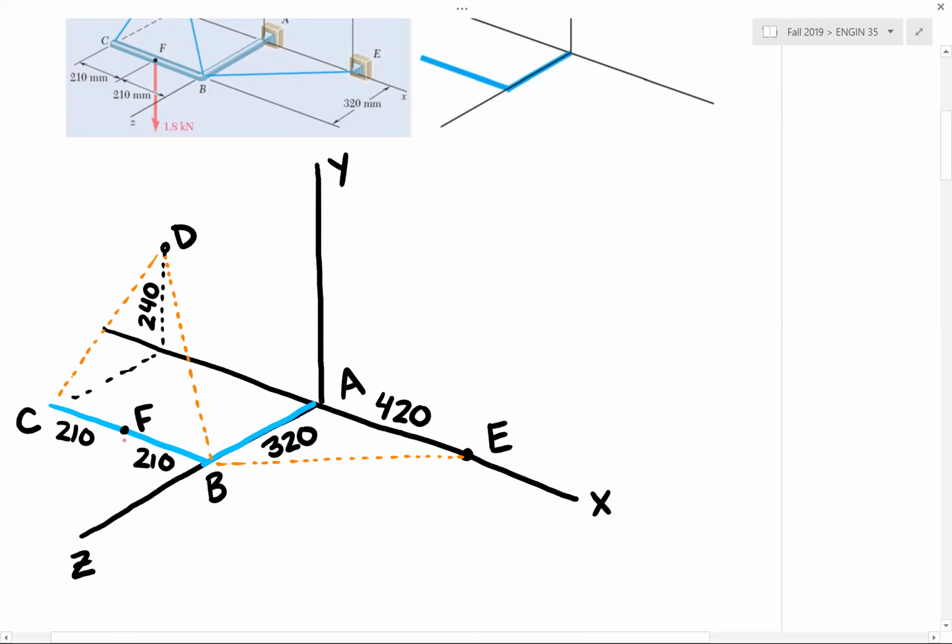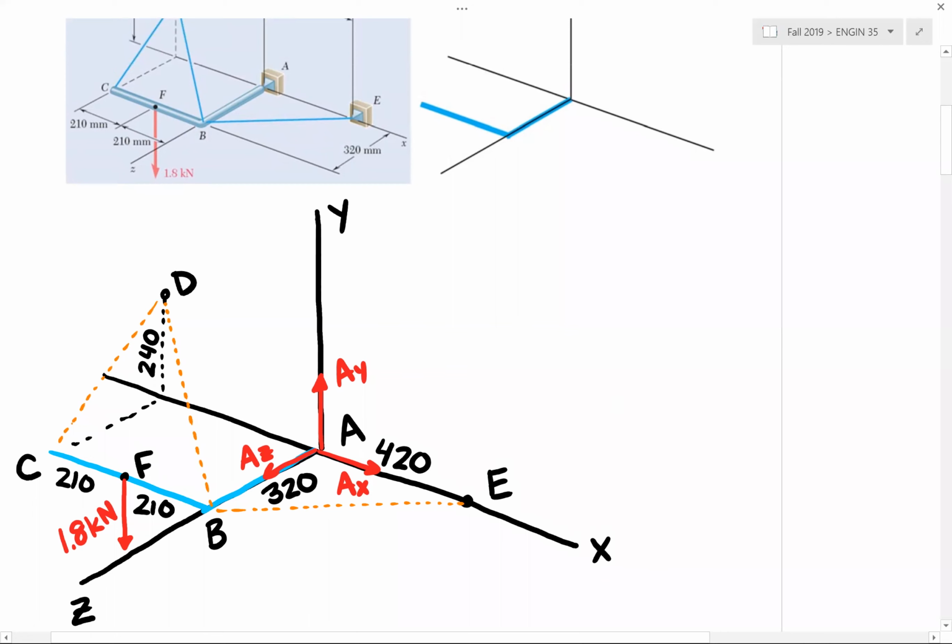At F, we have that given force. It's in the Y direction, and it's 1.8 kilonewtons. At A, we have a ball and socket. So we have an AY, an AX, and an AZ force.